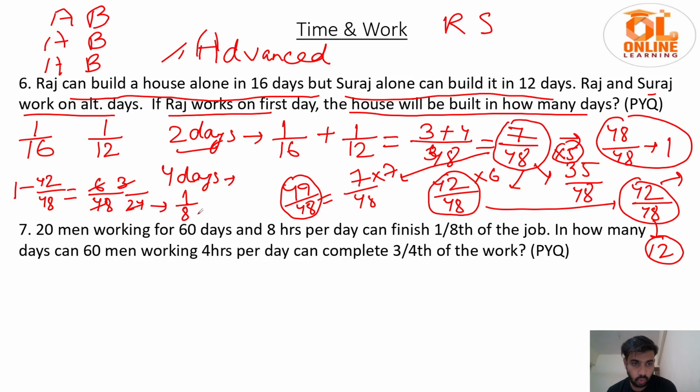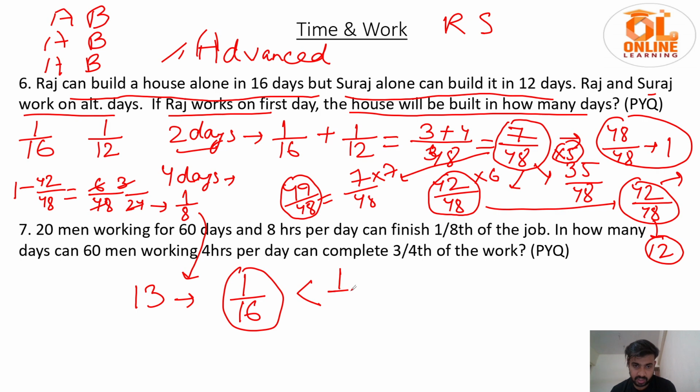Okay, now on the 13th day, who will work? A will work, right? 13th day, Raj will work. So Raj does how much work in one day? 1 by 16. So 1 by 16 is less than 1 by 8, right? So how much amount of work can he do? 1 by 8 minus 1 by 16. So 1 by 16 work will still remain after the 13th day of work.